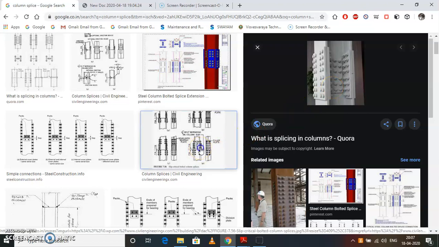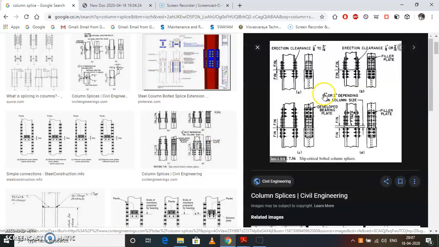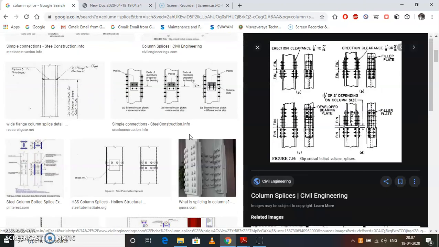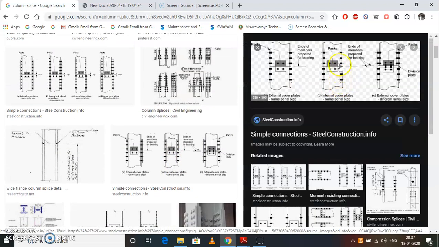Suppose you can see one more example. Here the lower column and upper column are of different sizes. They are not of the same sizes. In that case also we have to design the splices, but here we have to provide a base plate above the lower column. That means in between the upper column and lower column we have to provide a base plate.